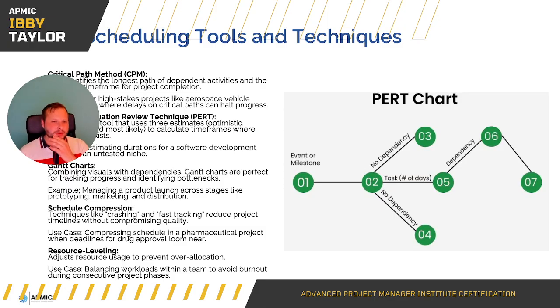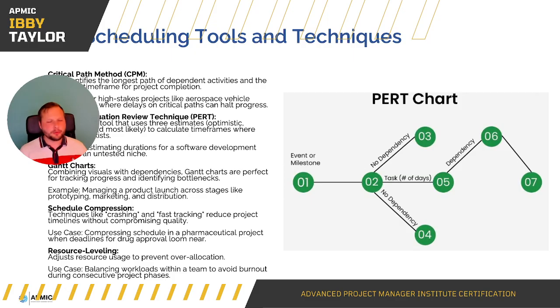Now you also have Program Evaluation Review Technique, PERT, there is a chart there. It's a probabilistic tool, which means it's based on probability. And it uses 3 estimates: optimistic, pessimistic, and most likely, to calculate timeframes where uncertainty exists. If we don't know exactly how long something is going to take, if we've never laid foundations of this scale before, we can look at 3 estimates.